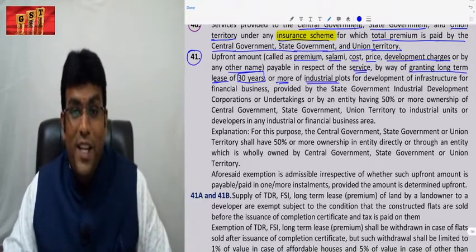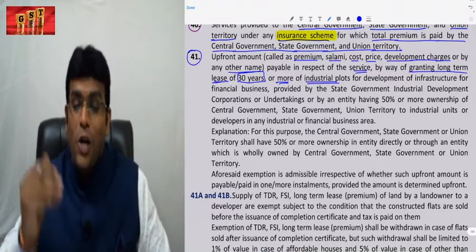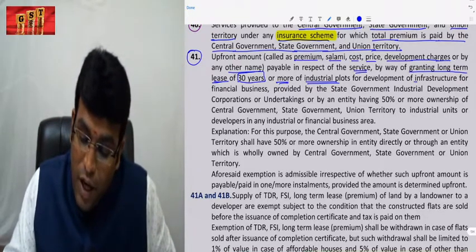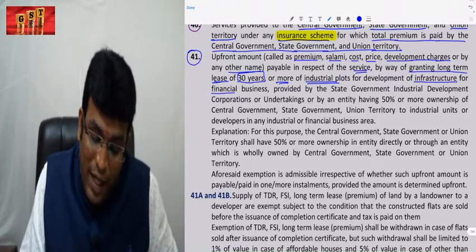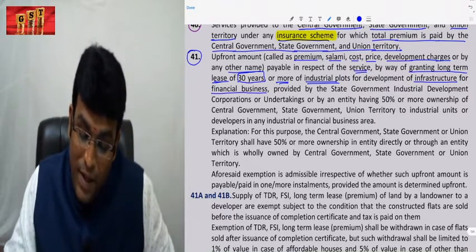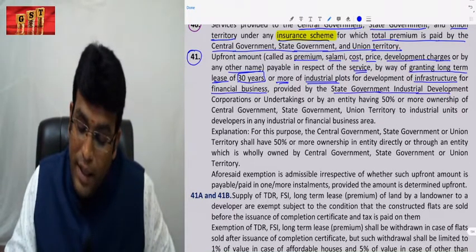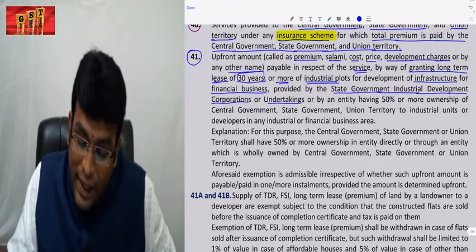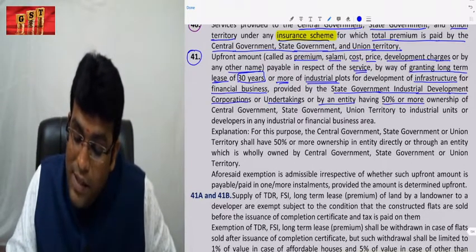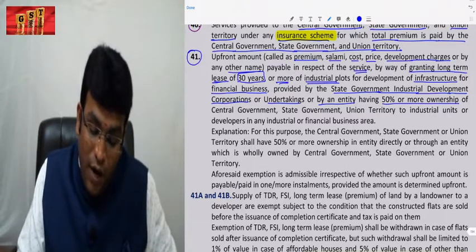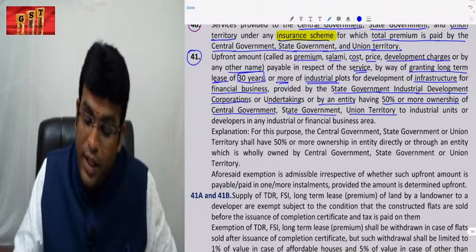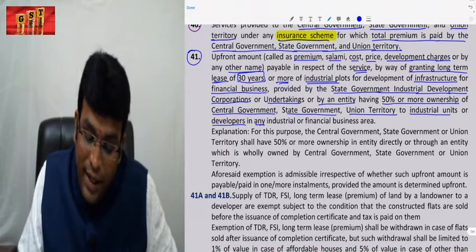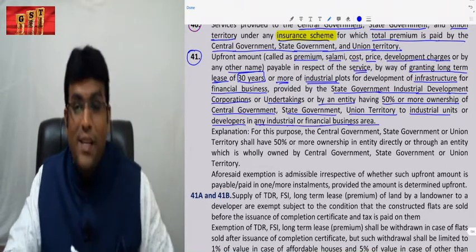Generally, the government always gives industrial plots on long-term lease for development of industries, for development of infrastructure, for financial business, provided by a state government industrial development corporation or undertaking or by an entity having 50% or more ownership of central government, state government, union territory to industrial units or developers in any industrial or financial business area.